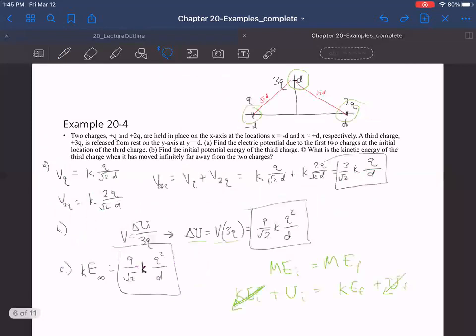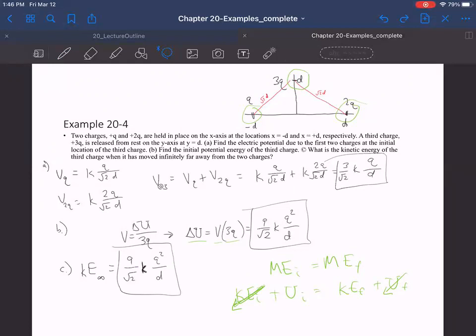Okay, then this one, we had 2 charges held in place, plus D, negative D, and a third charge is released from rest there. Find the electric potential due to the first 2 charges at the initial location of the third charge. So for there, same sort of thing, except it's a different distance away from each one of them. And I don't care about the third charge. I'm just finding the potential at the location of the third charge. So if you'll notice in part A, that 3Q, that third charge, is not in any of that calculation. It's just KQ over R plus, in which case R is square root of 2 times D, and then 2 times that for the 2Q one. They're both positive, so they're going to add up and give a larger potential there.